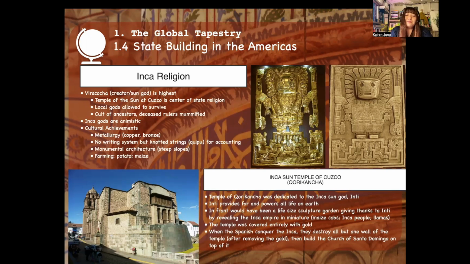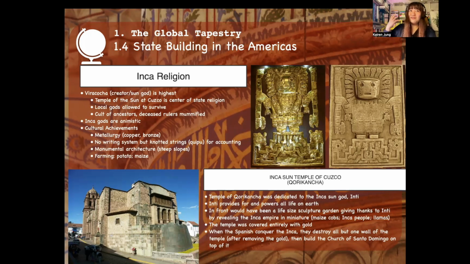Let's look a little bit more at the Inca Sun Temple of Cusco, which, by the way, is a node of spiraling, and we're going to see this again, the Coricancha. Right? The temple of Coricancha was dedicated to the Inca sun god Inti, and Inti provided for and powered all life on Earth, so they believed. Again, in South America, if you think about it, they have this radiant sun. It's not a far stretch to believe that the sun gives life to all things, and it's all powerful.